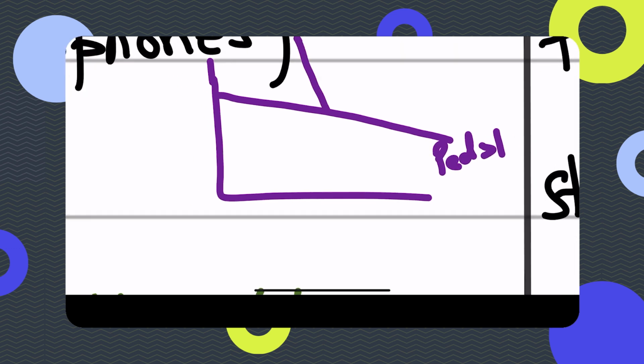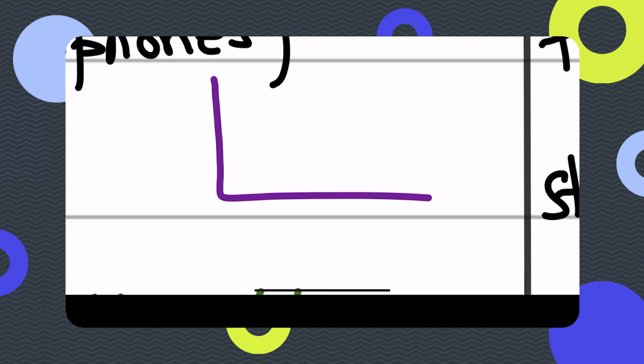But if you look at this demand curve, it is also downward sloping. Here the PED is less than 1. It means it is steep. So if the demand curve is drawn steeper, it means that the PED is inelastic, while if the demand curve is drawn flat, it means it is elastic.